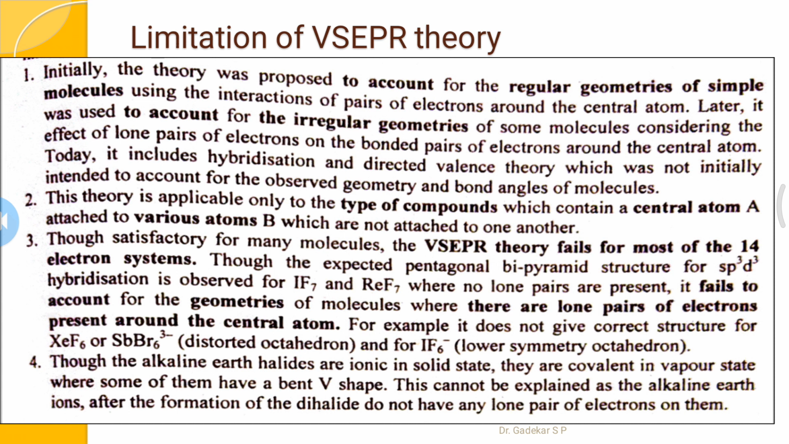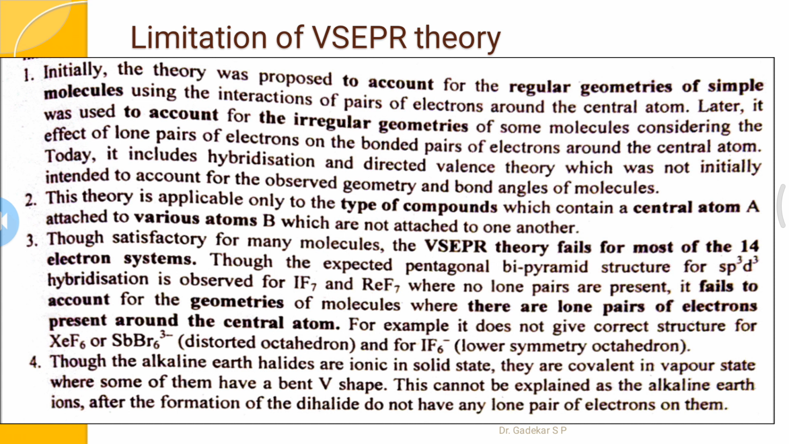Okay, so second, this theory is applicable only to molecules which contain a central atom A attached with B, and B not attached with C. Okay, it means only isolated molecules are used with valence shell electron pair repulsion theory. This is the most important limitation.